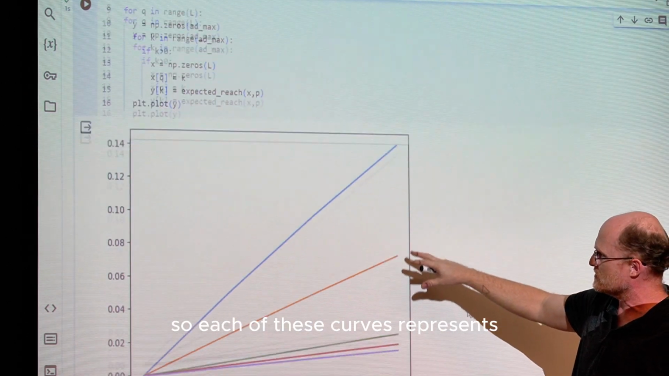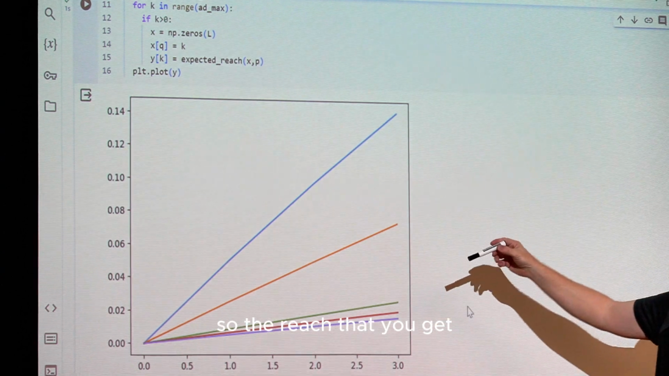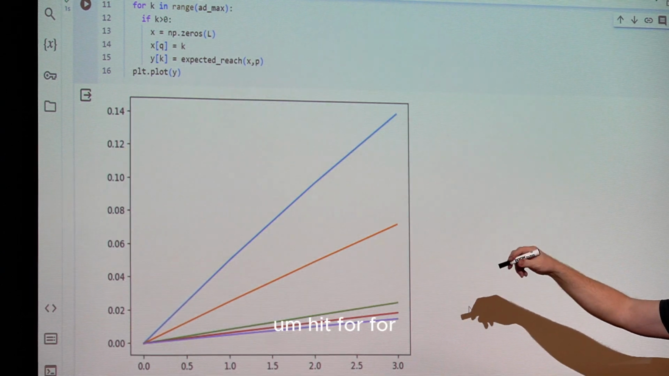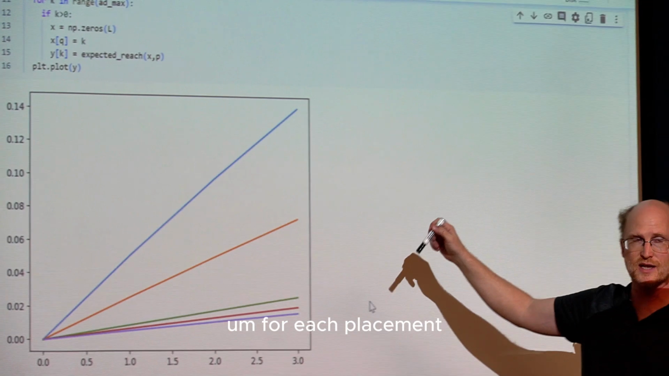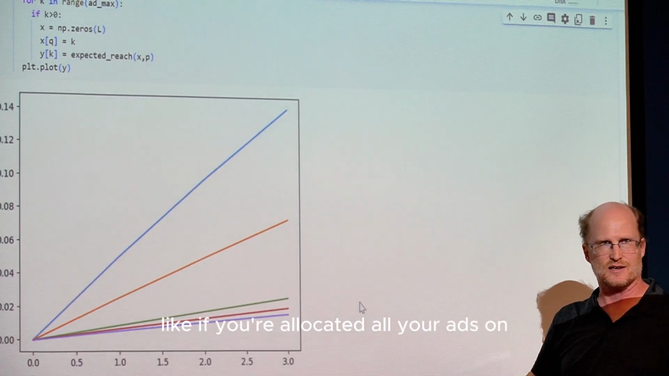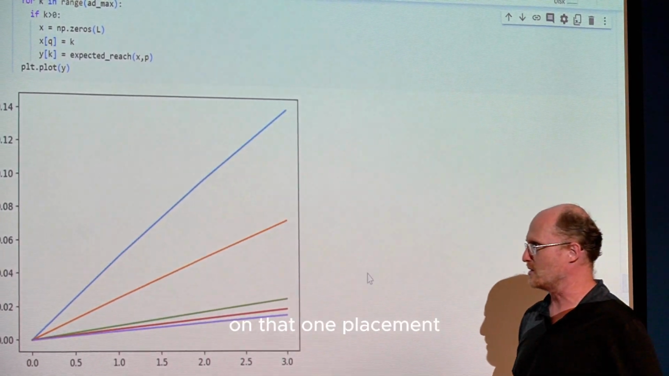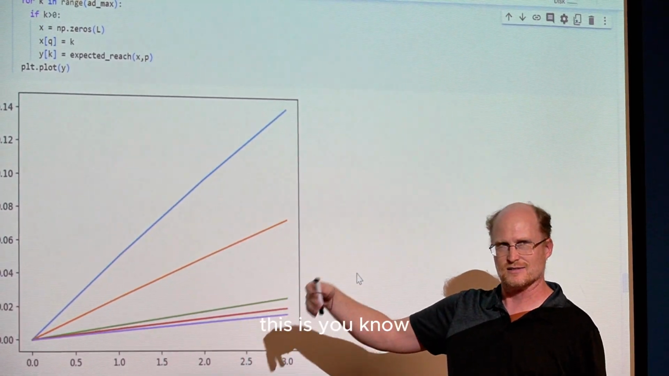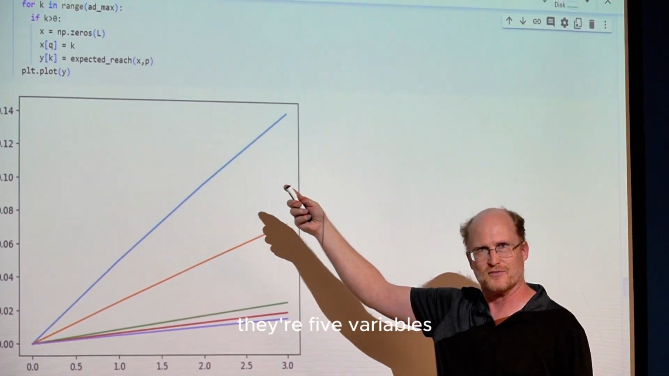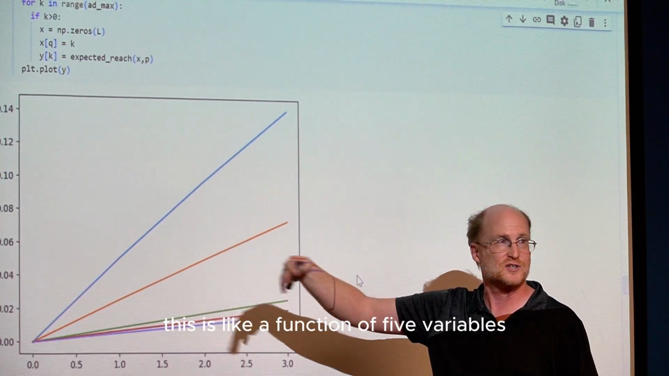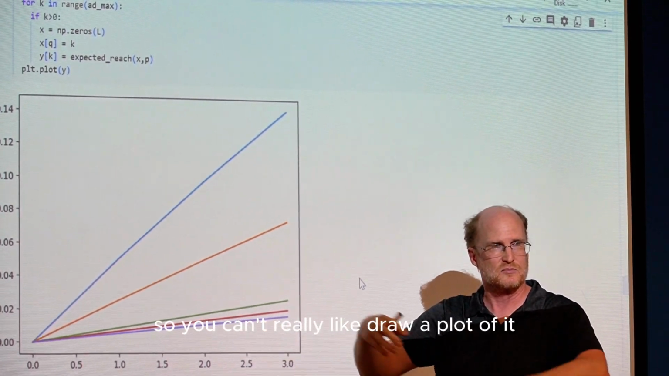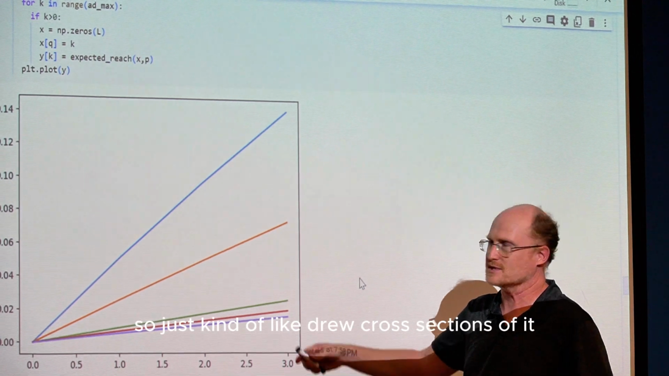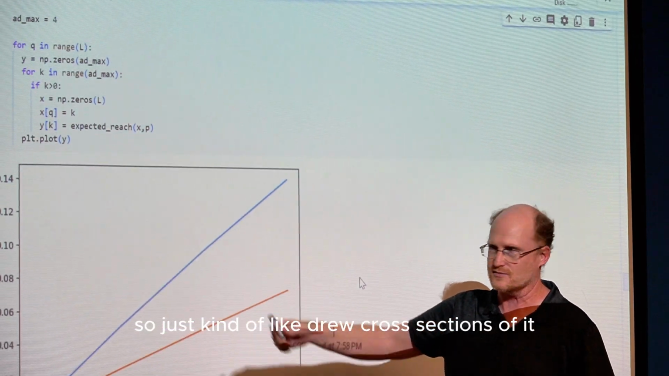So each of these curves represents the reach that you get for each placement in isolation, like if you allocated all your ads on that one placement. Since there are 5 variables, this is a function of 5 variables, so you can't really draw a plot of it. So I just drew cross sections of it, essentially.